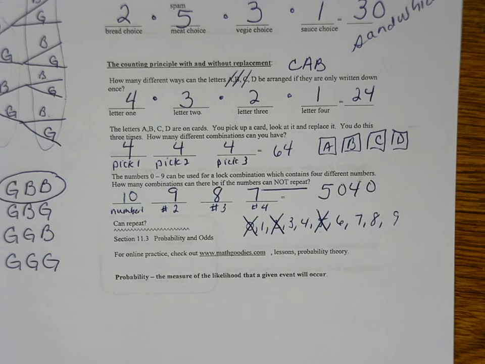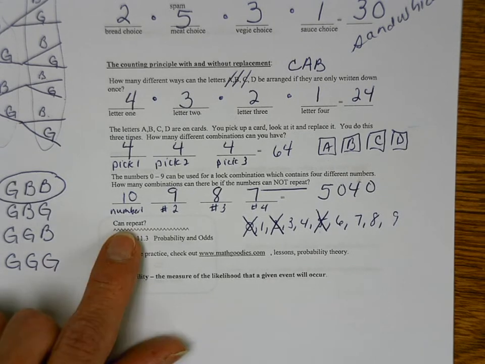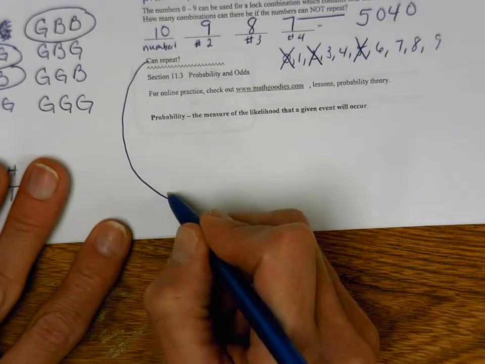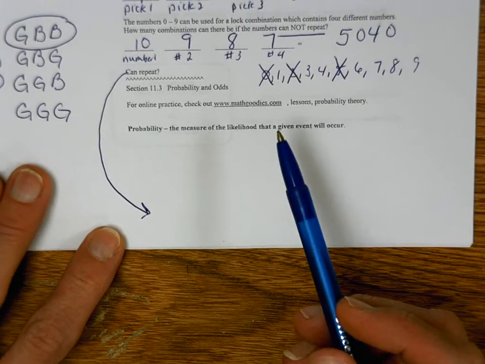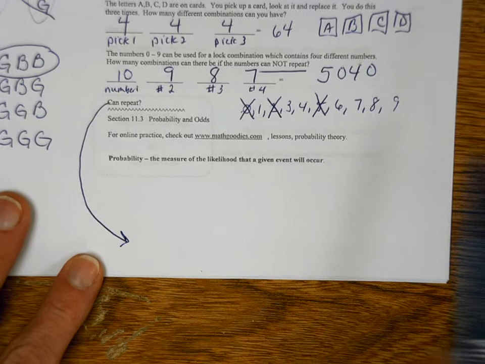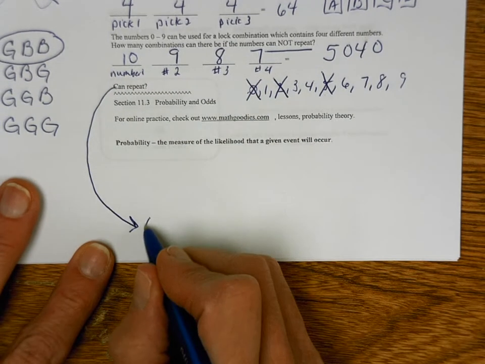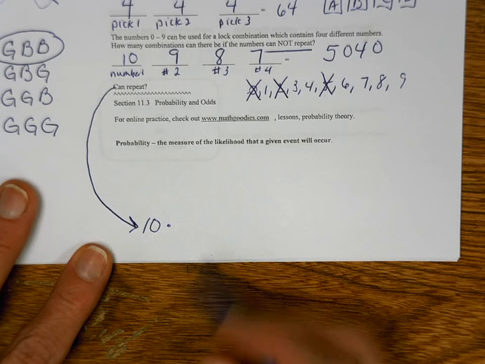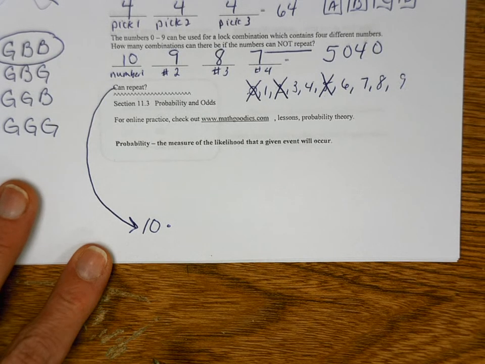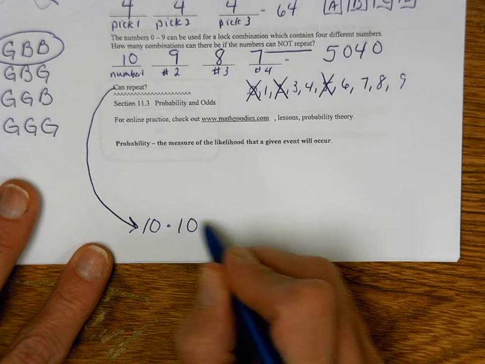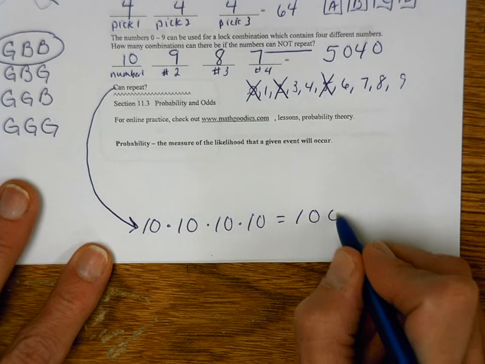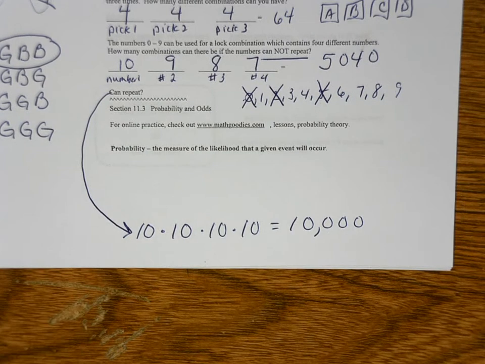Now let's do the same problem over again where they can repeat. Now I've kind of run out of room, so I'm going to draw a little arrow down here. So for our first number, let's pretend now these aren't crossed out. We had 10 numbers to choose from, and they can repeat, so we're not going to cross anything out now. So our second number, we have 10 numbers again. Our third number, we had 10 numbers again, and our fourth number, we had 10 numbers again. So if they can repeat, we had 10,000 options.